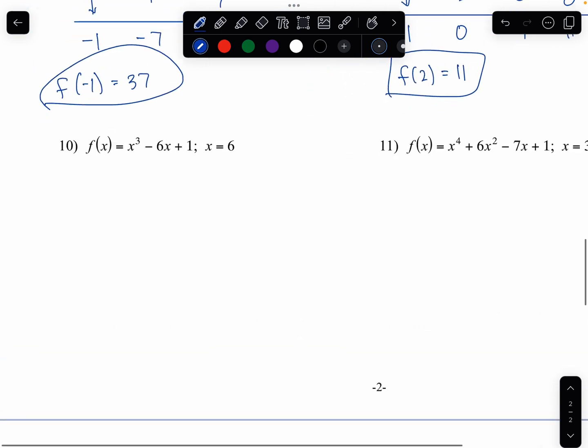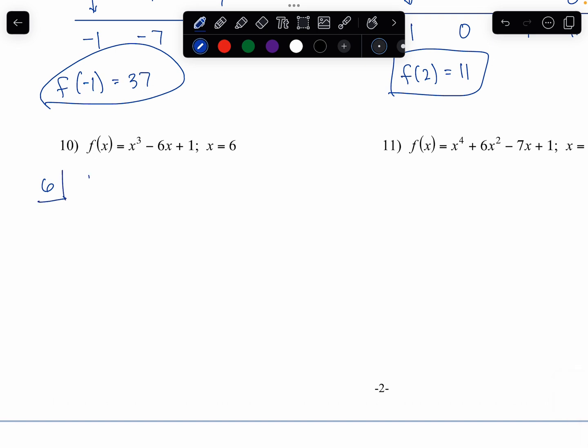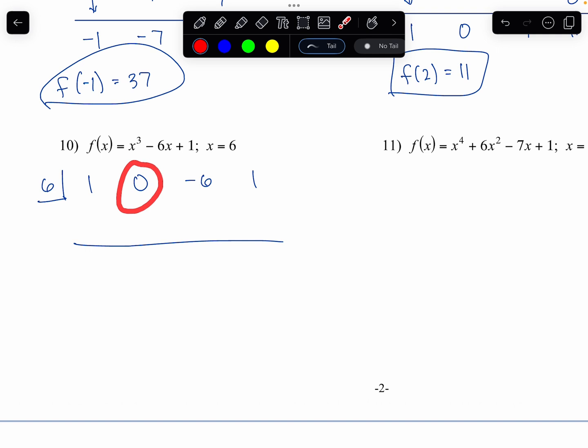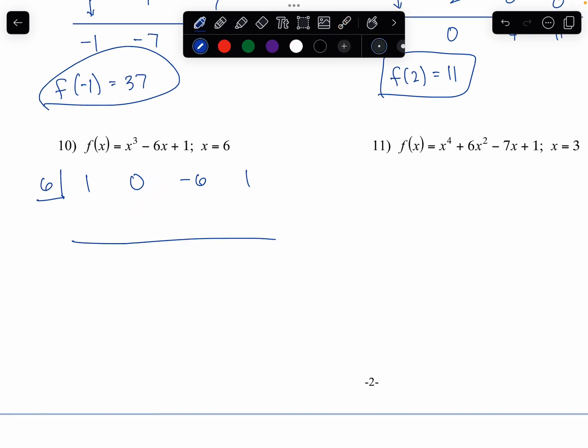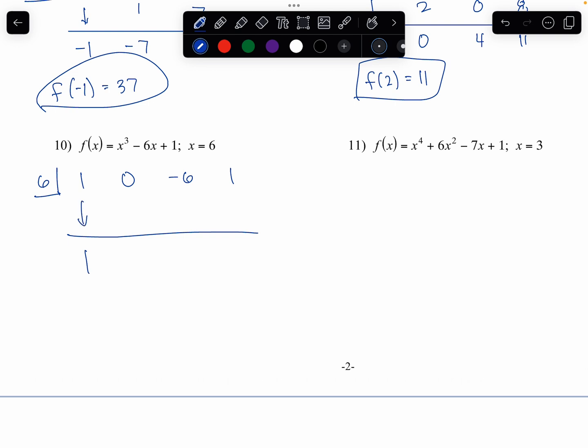Okay, let's try the next one. We're going to use 6. We're going to have 1, 0, negative 6, and 1. The 0 is the placeholder for the x squared term. Then drop the 1. 1 times 6 is 6. Combine those terms, that's still 6. 6 times 6 is 36. Combine the terms, that's going to give me 30. And then 30 times 6 gives me 180. Then add the 1, that's going to give me 181. So f of 6 is equal to 181.